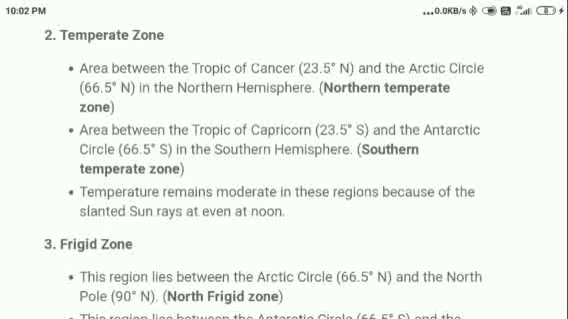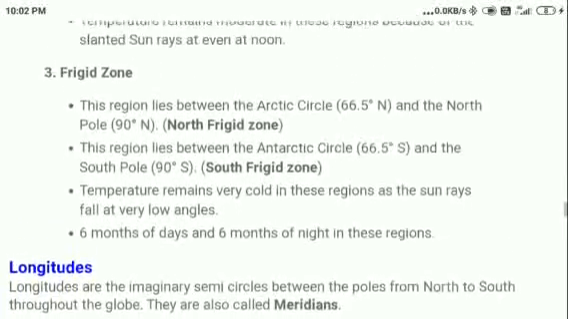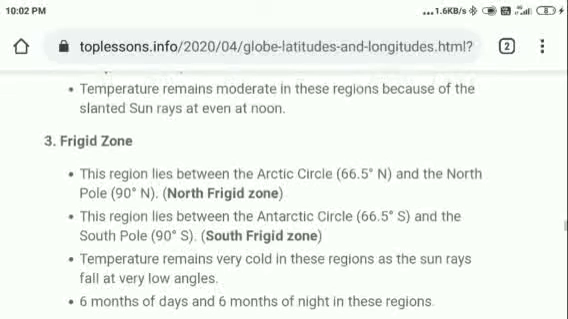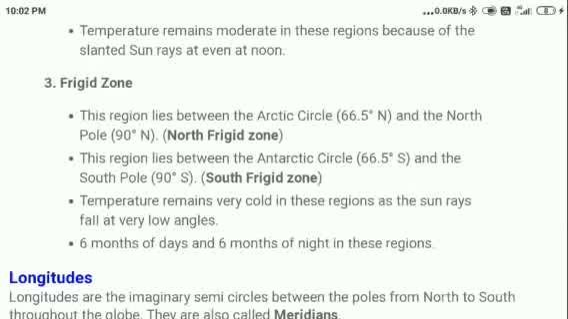So these temperate zones are moderate, as I told, because slanted sun rays fall upon them. Even at noon, that means even in the afternoon, or exactly at 12 o'clock in the day, they receive the slanted rays of the sun. That is why the heat received by these areas is less as compared to other places in the torrid zone.